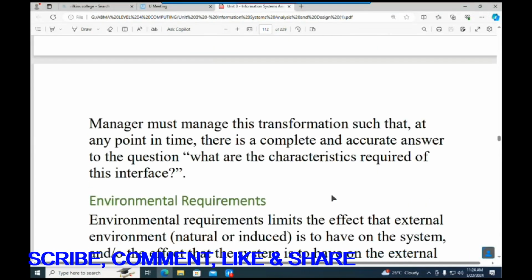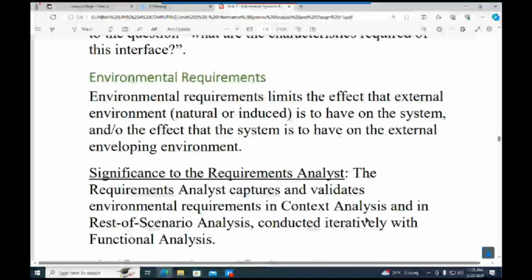So we have the design manager here that is making sure that he is going to manage that transformation, so that at any point in time, we have complete and accurate answers to questions that are asked. Questions like, what are the characteristics that are required for this particular interface? Then we have environmental requirements. So these ones are going to limit the effect that the external environment is going to have on the system.